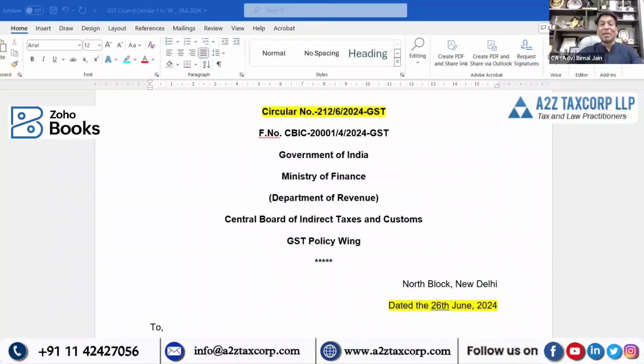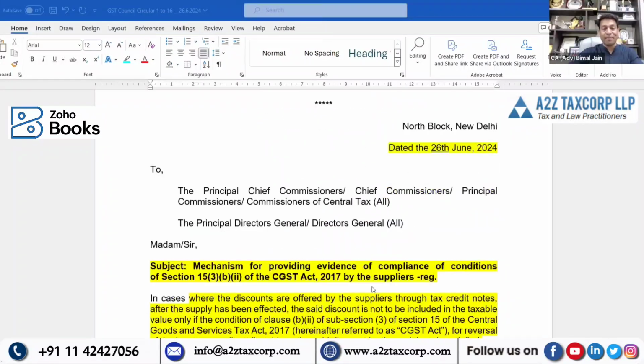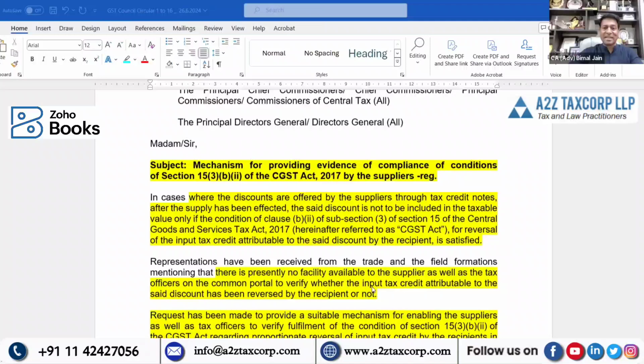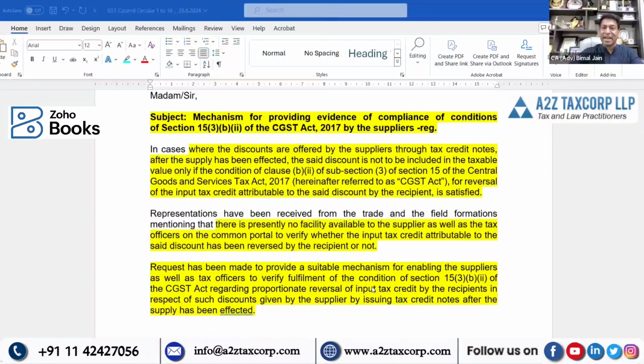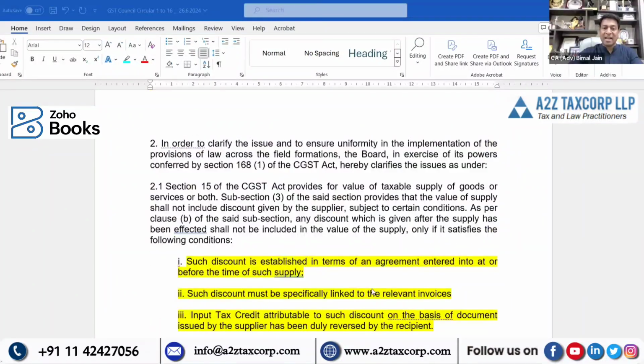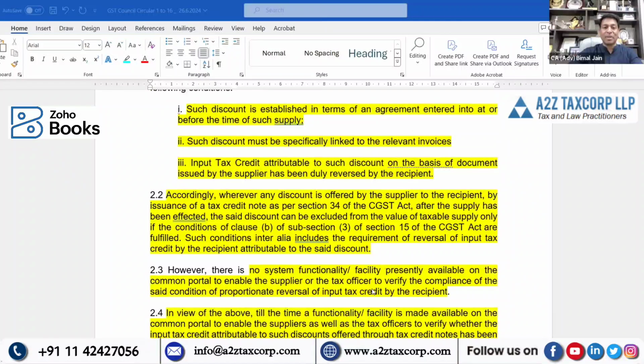Let me share this circular so that we can discuss what is being clarified. I'm sharing my screen. So this is the circular I'm referring to, 212 dated 26 June 2024. I have discussed the basic part, so I'm not repeating it again. But let me take you to the provision where they are clarifying.